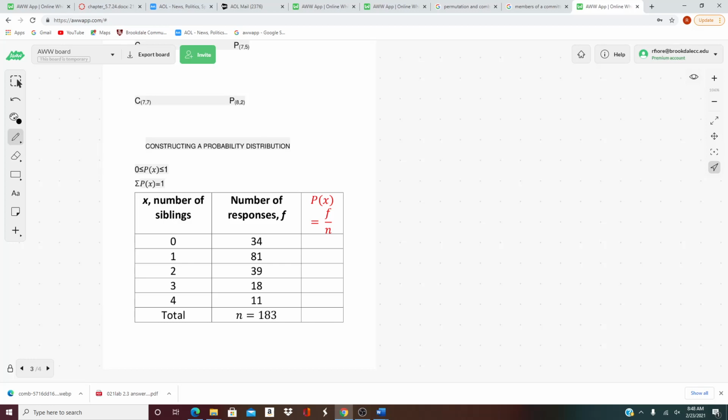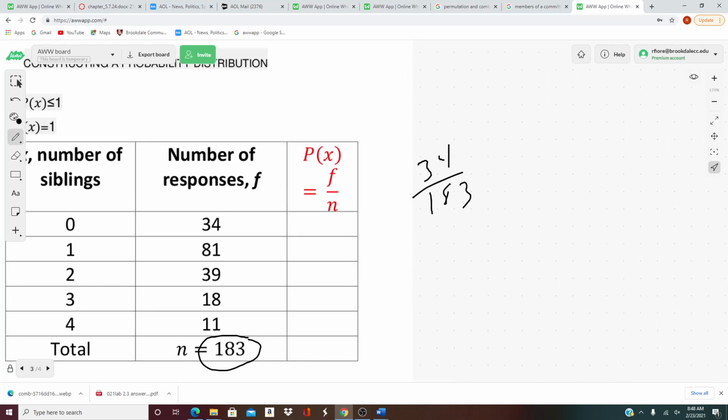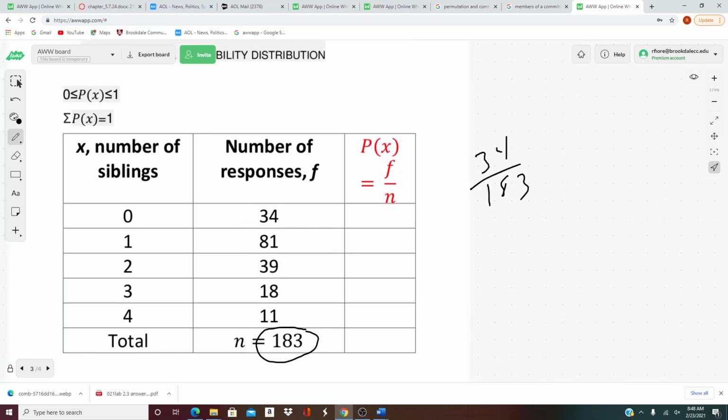We have a total of 183 events occurring. And I want to know the probability that we're not going to have any siblings. Well, that would simply be 34 over 183. And then if I took a look at 81, I'd end up with 81 over 183. Now these answers can be placed in fractional form or in decimal form or as a percent. We've seen that before. What we're utilizing here is I'm going to start out by just simply placing them in fractional form. This should be 39 out of 183.